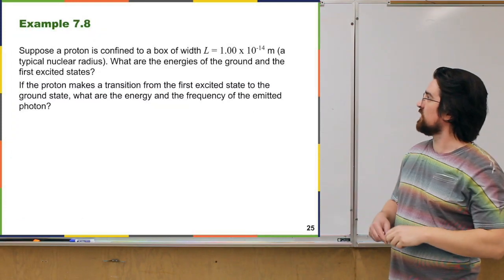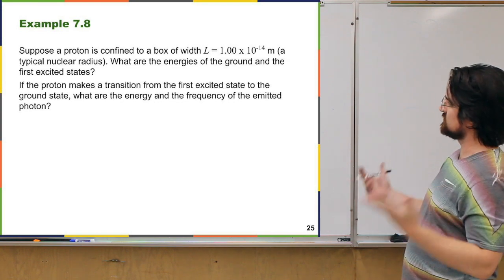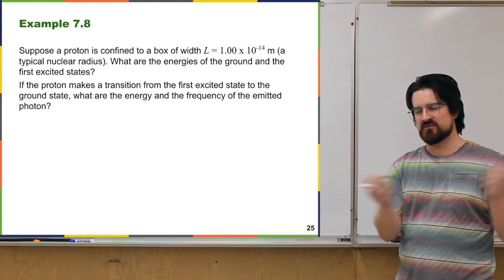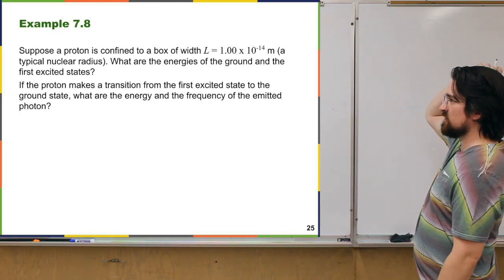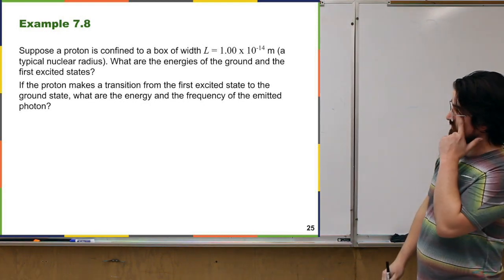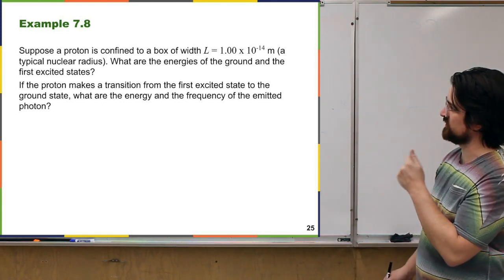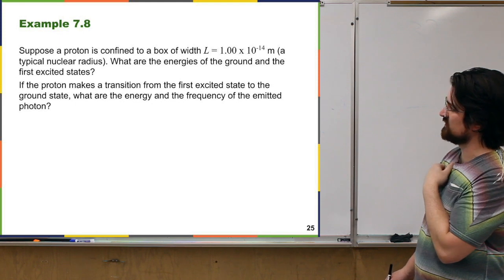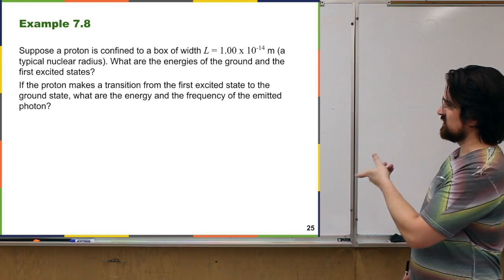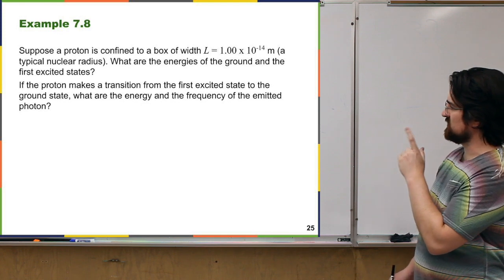Alright, let's do an example that uses some of this new information about particles in boxes. And again, remember, it's one-dimensional, so it's really more like a particle on a line. It's confined on a line. But suppose a proton is confined to a box of width 10 to the minus 14th meters, and that's in fact a typical range for the radius of a nucleus. What are the energies of the ground state and the first excited state for this proton? And then if the proton makes its transition from the first excited state to the ground state, what are the energy and the frequency of the emitted photon?